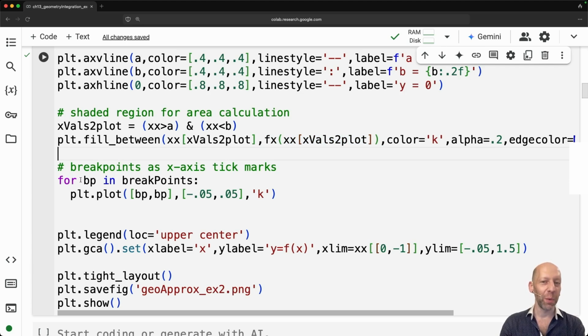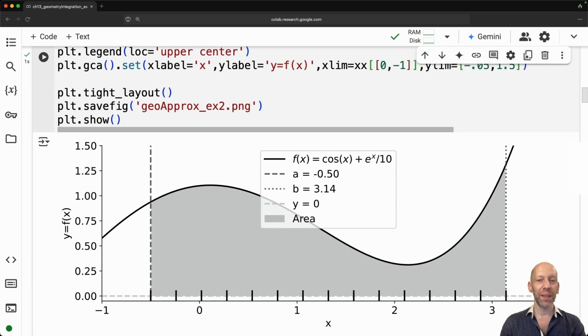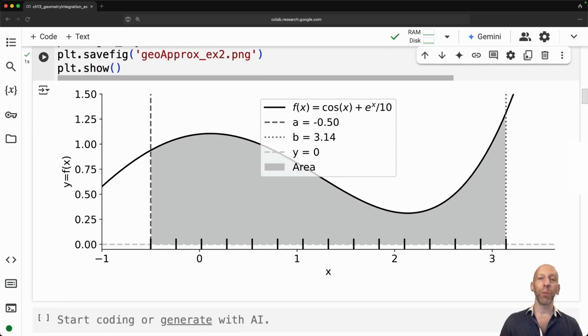And then here are the breakpoints. I loop over all the breakpoints and just draw a black line at each breakpoint. And that's it. That's how we create this figure. Now we have our breakpoints, we have our function, we have our visualization. We are now ready to approximate the area under this curve using various rules of Riemann summation.